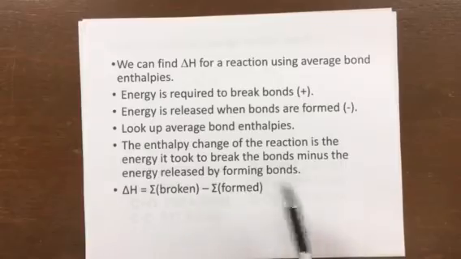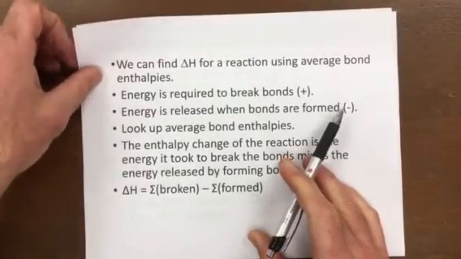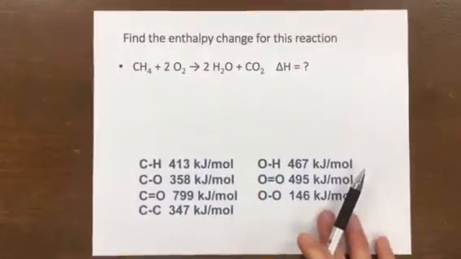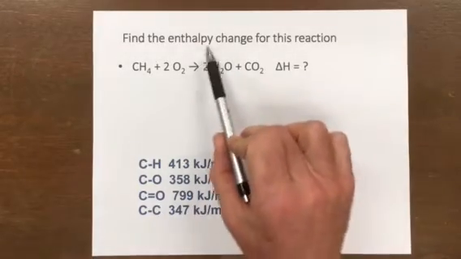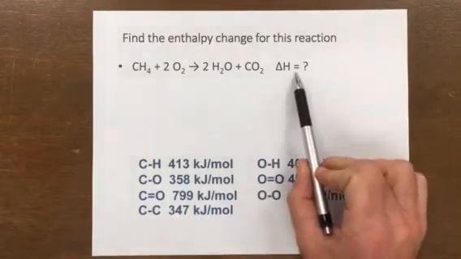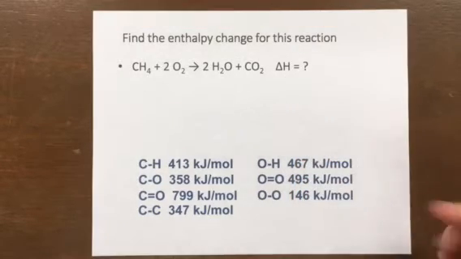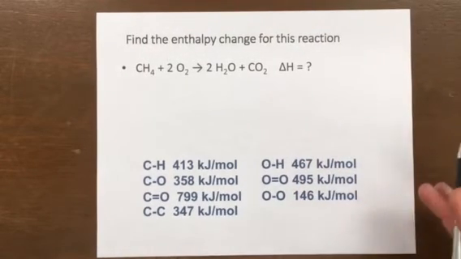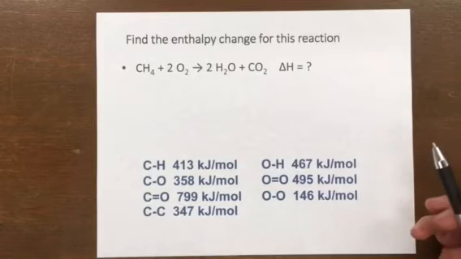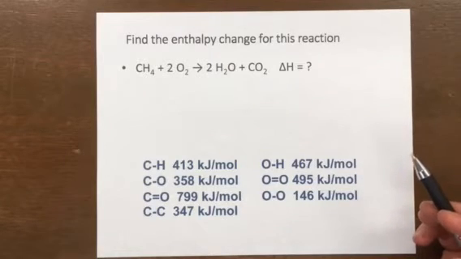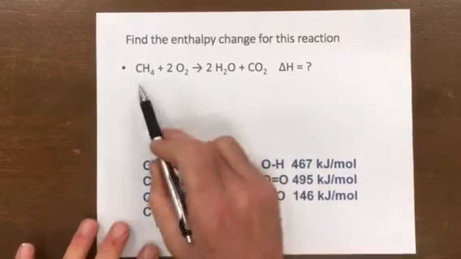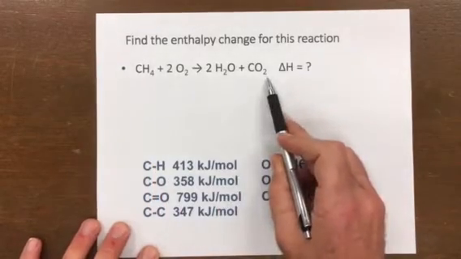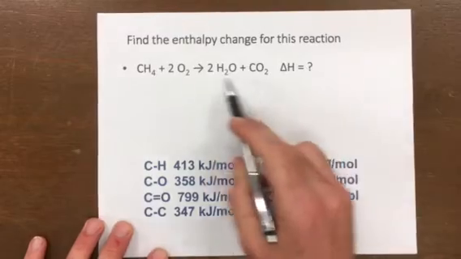So the type of question that you'll typically see could be something like this, where we're trying to find the bond enthalpy, the enthalpy change for this reaction. So we're trying to find delta H. We've done that in earlier chapters using calorimetry or enthalpies of formation. Bond enthalpy is a little bit different. So the first thing we need to do is draw Lewis dot structures for these so we know what types of bonds we're dealing with.